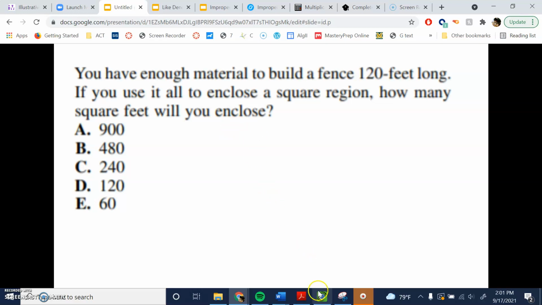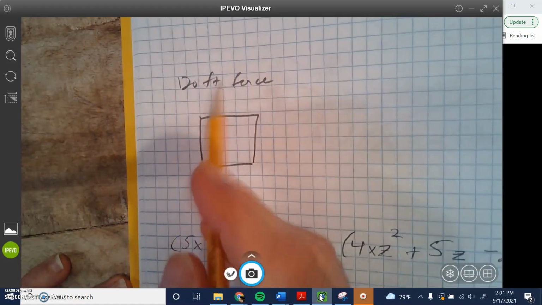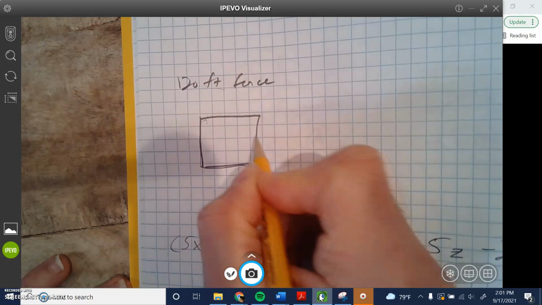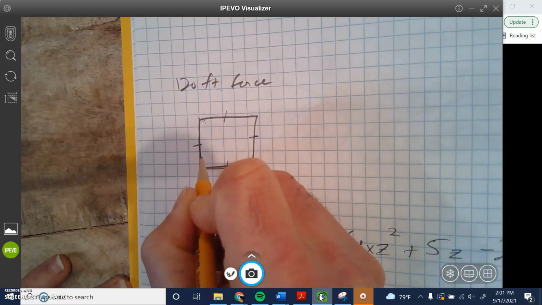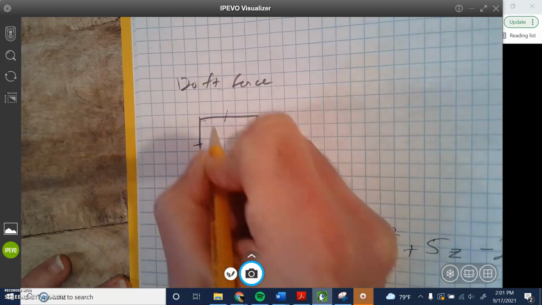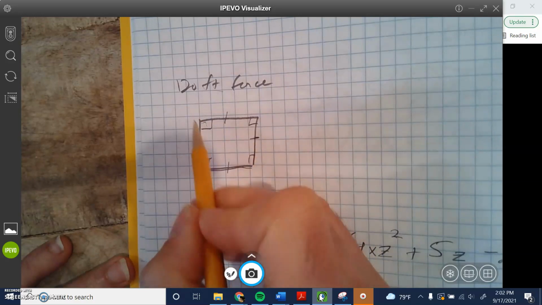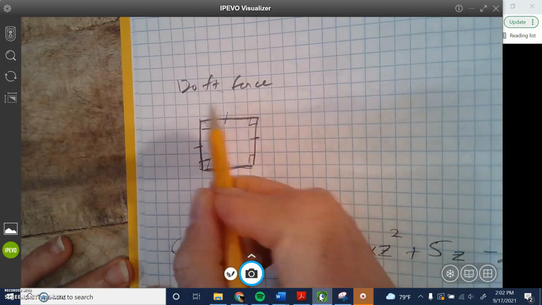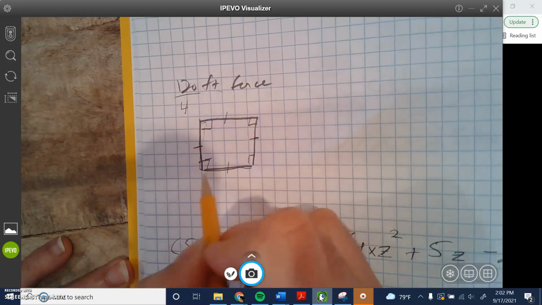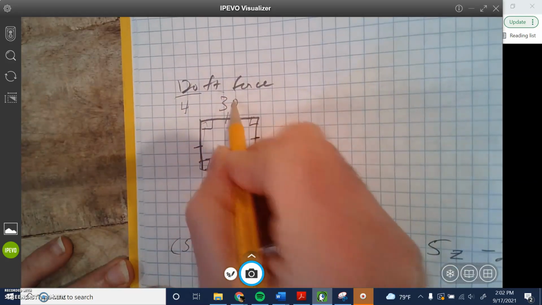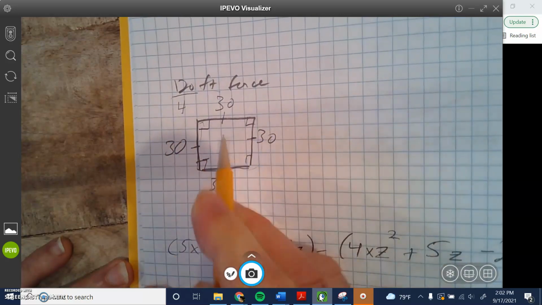All right, let's see how to do this one. You have 120 feet of fence. You want to enclose it in a square. Here's my square. What do we know about a square? All sides are congruent and all sides have 90-degree angles, right? But we're not talking about the angles, we're talking about the exterior. 120 feet of fence, so I'm going to divide it by 4, because I have 4 equal sides. So that would be 30, 30, 30, 30.